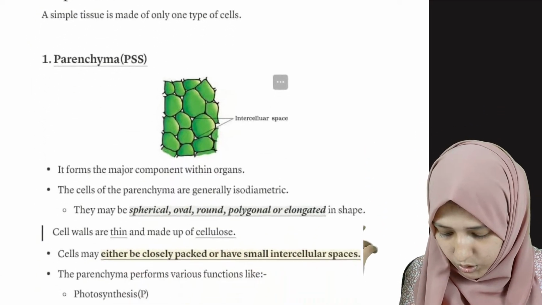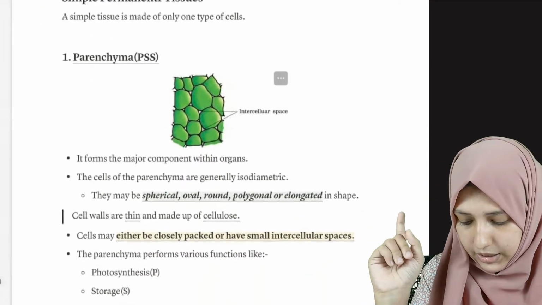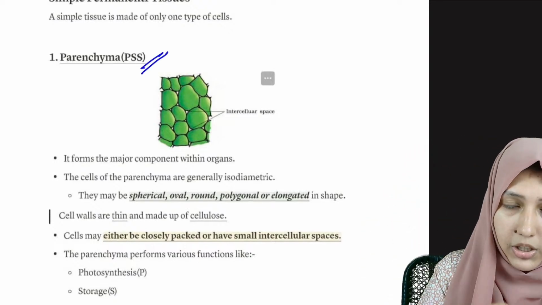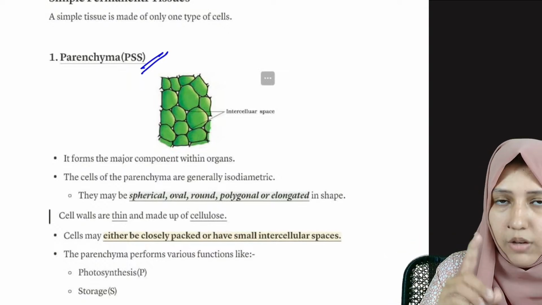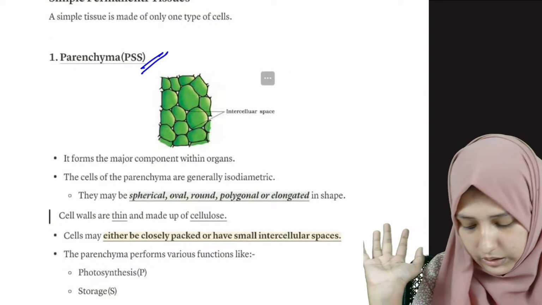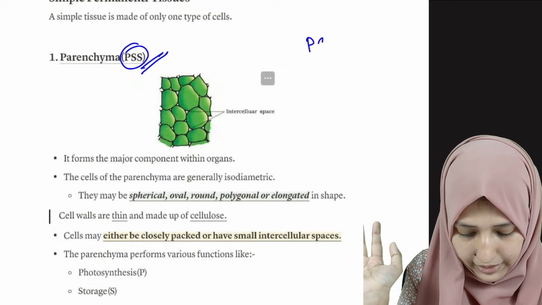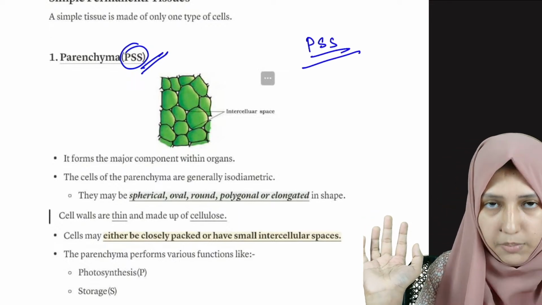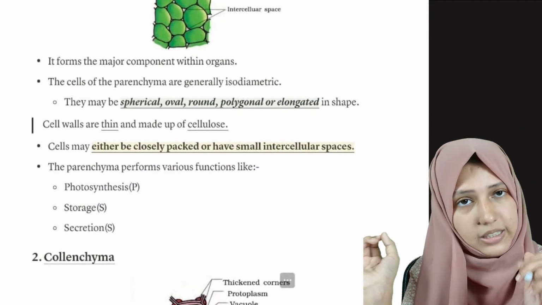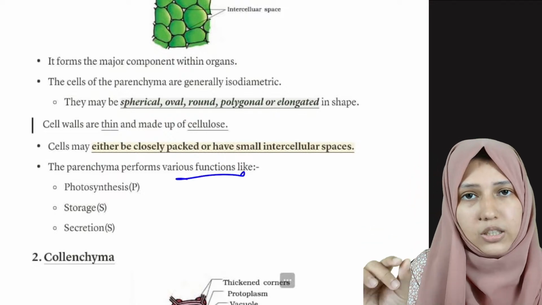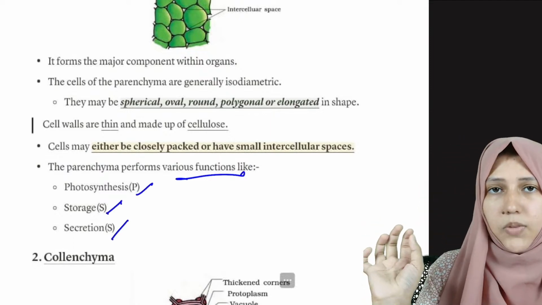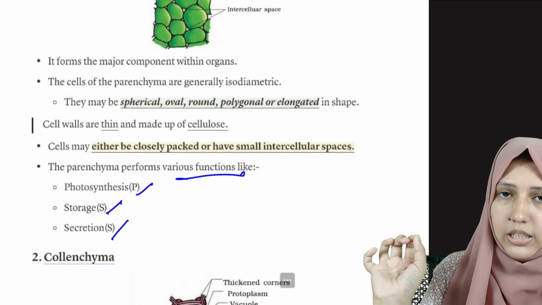Okay, simple permanent tissue, the first type is parenchyma. As I said, simple permanent tissue will be made up of a single type of cells. For parenchyma, whenever you hear the word parenchyma, just remember the word TSS. TSS indicates the function. Various functions of parenchyma are indicated by TSS. What is TSS? Photosynthesis, storage and secretion. So parenchyma TSS, photosynthesis, storage and secretion.